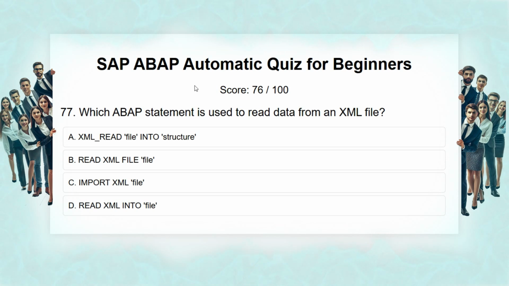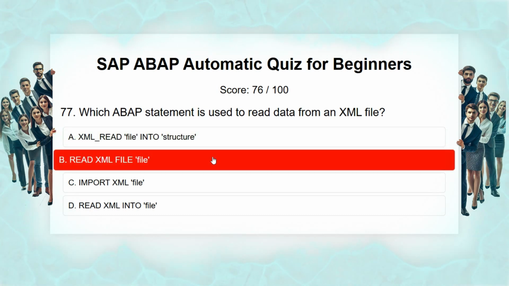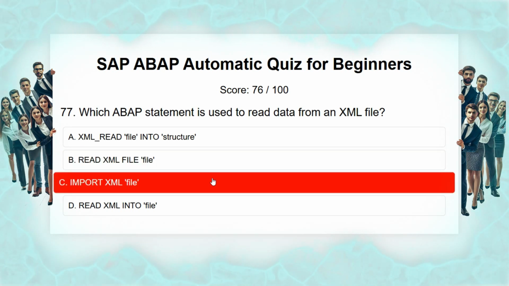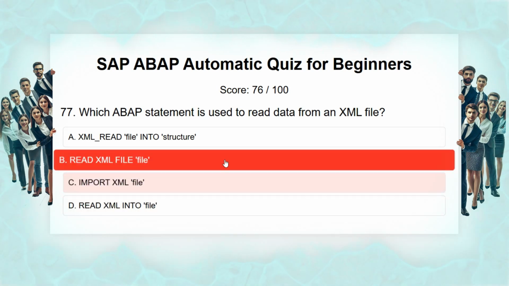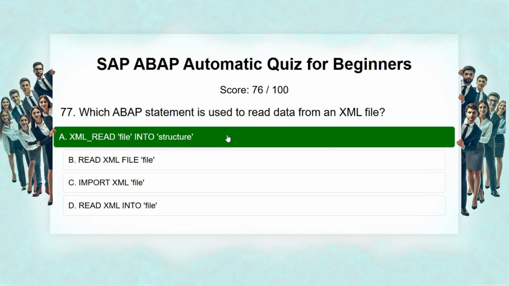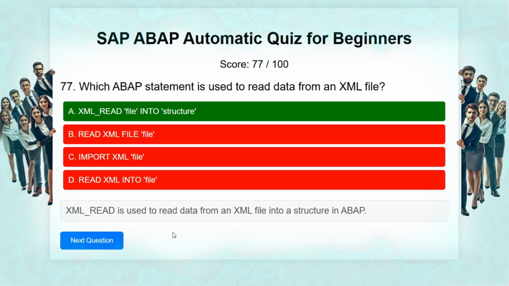77. Which ABAP statement is used to read data from an XML file? A. XML_read file into structure. B. Read XML file. C. Import XML file. D. Read XML into file. Correct answer. XML_read is used to read data from an XML file into a structure in ABAP.